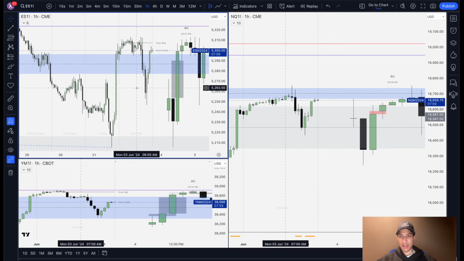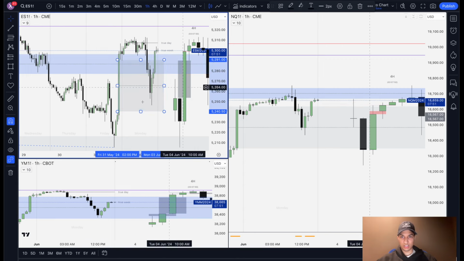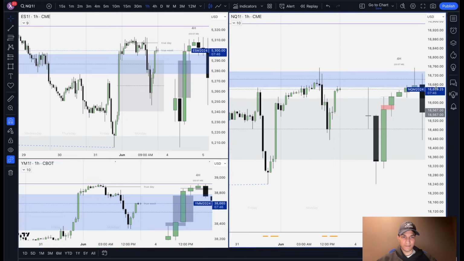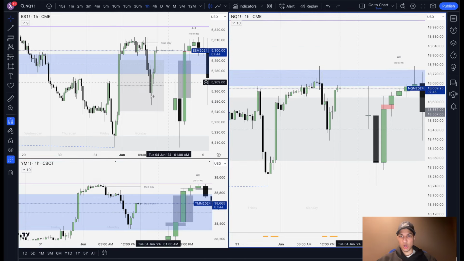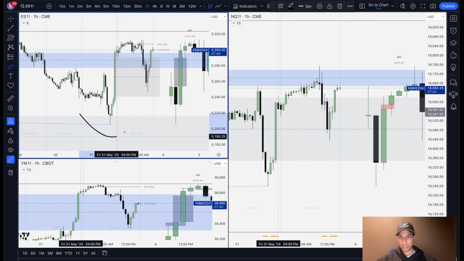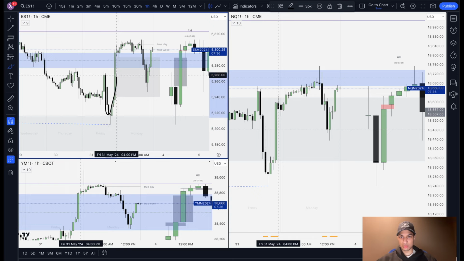Instead, I wanted to evaluate if price could reach into our context area, which we'll mark out by this big gray box. This is our context area. I wanted to see if price could reach into this context area to offer some sort of long setup, because again, I do not want to see price close below this low or even liquidate that low.